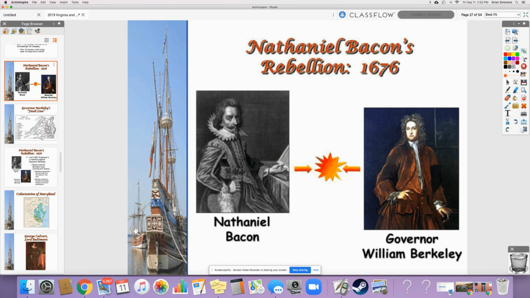So, background information on Nathaniel Bacon. Nathaniel Bacon is a really wealthy man. He comes to Virginia and he's there later than a lot of the other original wealthy planters. So the land that he gets is further in the west. It is not in the eastern part along those major rivers.